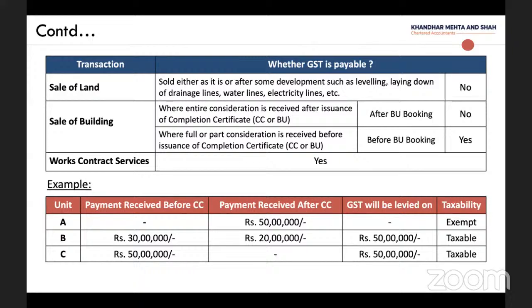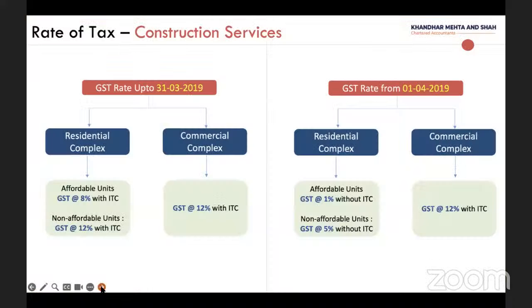So a brief example has been given. Unit A, for which the entire 50 lakhs is received after CC, is exempted. Unit B, 30 lakhs is received before CC and 20 lakhs is received after CC, so the entire 50 lakhs will be taxable. It's not that the amount received after CC will be exempted. If a single rupee is received before CC or BU permission, then the entire amount will be taxable.